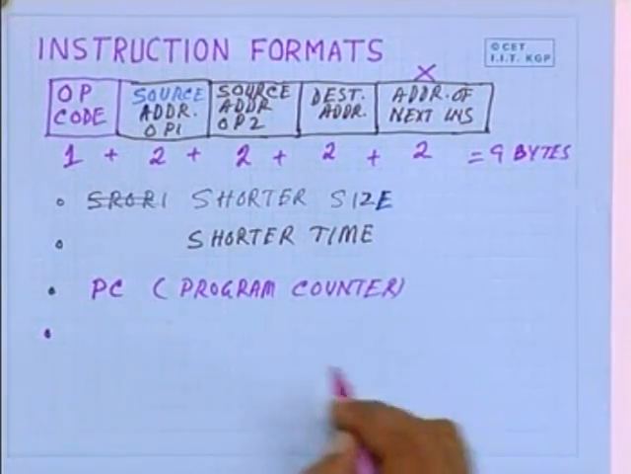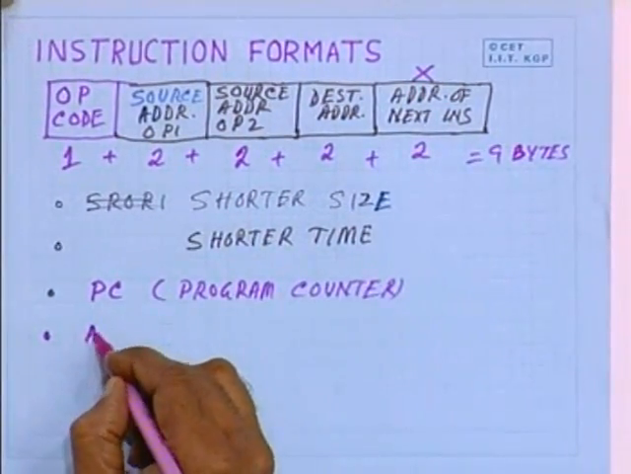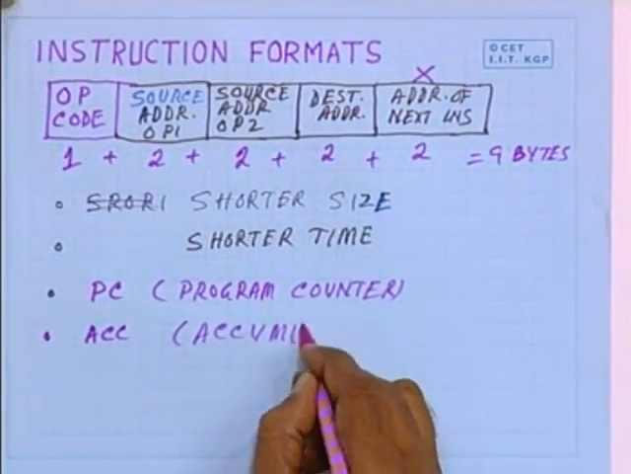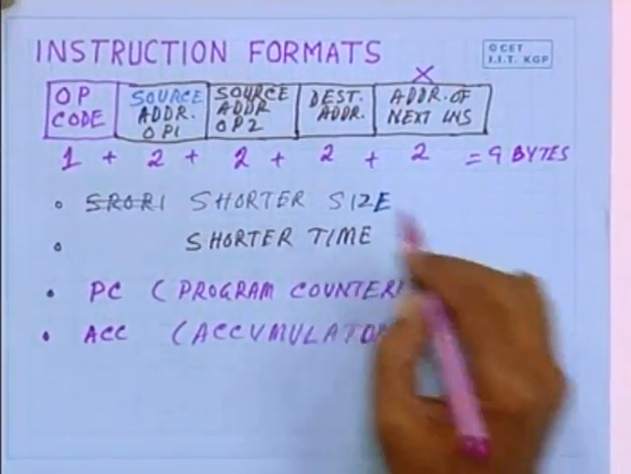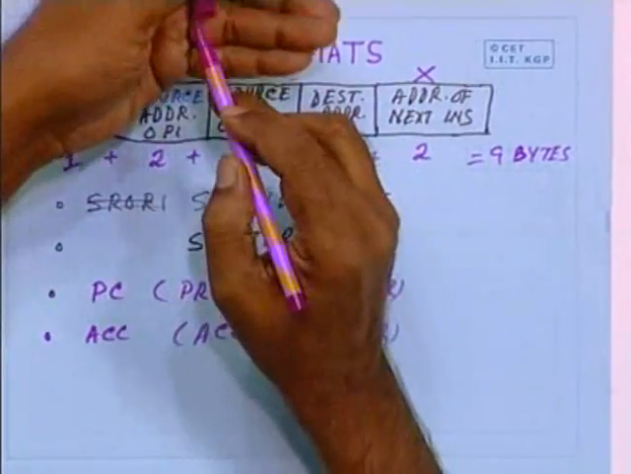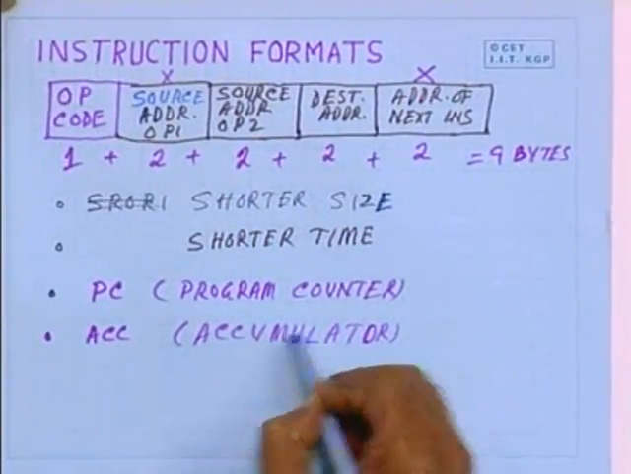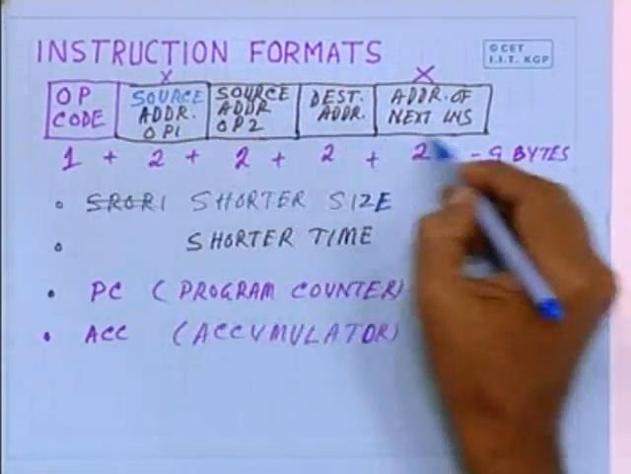Another technique to reduce the size of the instruction is to use an accumulator to hold one of the operands always. That means the accumulator always provides one of the two operands, or one operand if it is necessary in an instruction. Since the source of one operand is the accumulator, this particular field need not be provided as part of the instruction.